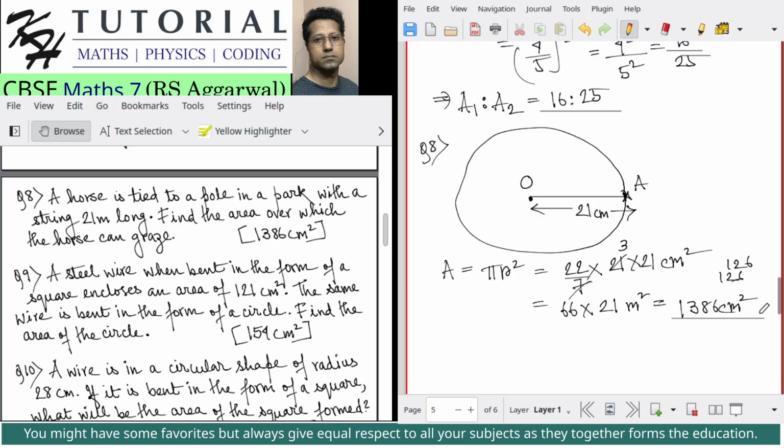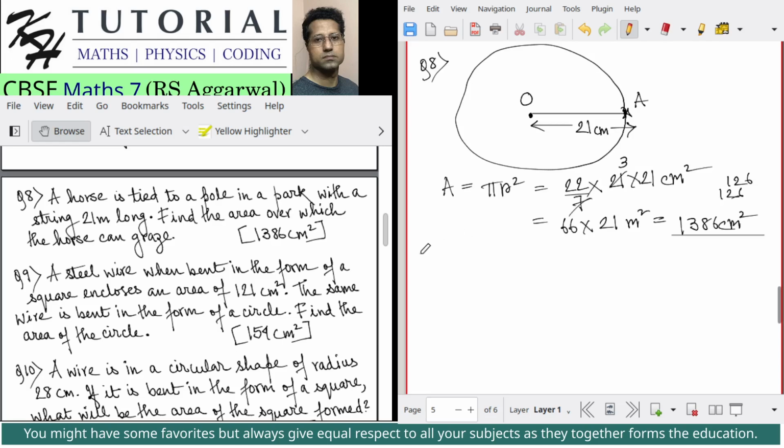Okay. So the concept is the maximum region that the horse can graze is nothing but a circle whose radius will be the length of the string, and the center will be the point on the ground where the pole is standing. Okay. Let's see question number 9.